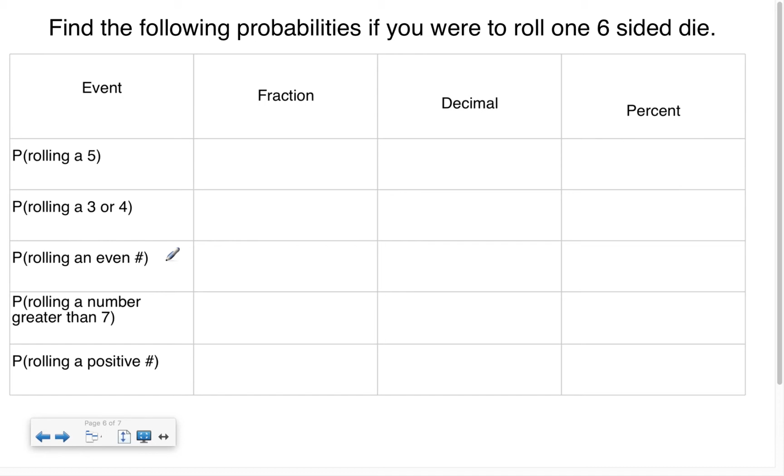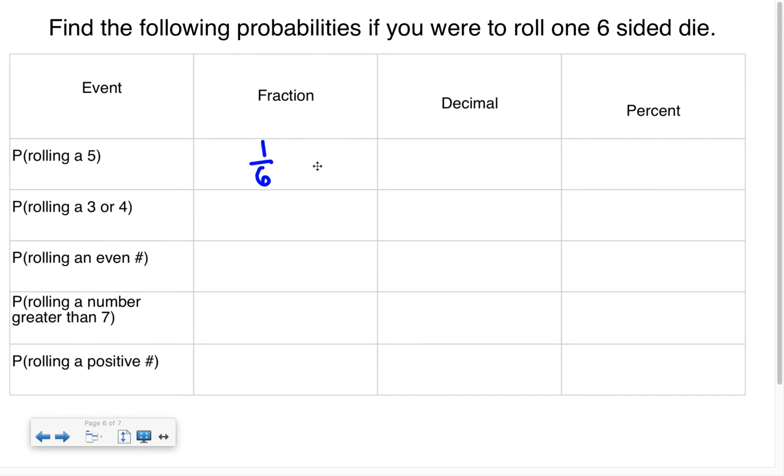If we're looking at the probability of rolling a 5, rolling a 5 is the event. The fraction is going to be number of favorable outcomes over total outcomes. How many ways can you roll a 5? Well, with one die, there's only one way. How many total outcomes are there? There's 6. You could roll a 1, 2, 3, 4, 5, or a 6. Only one of those is a 5, and there's going to be 6 total.